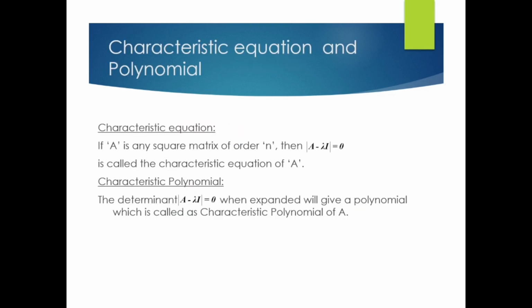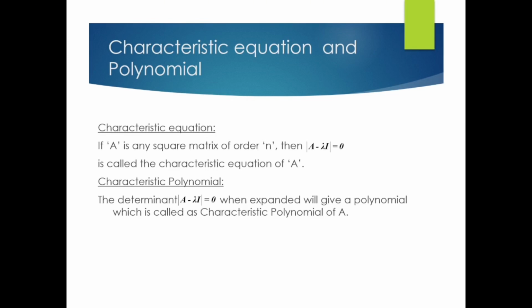If A is any square matrix of order n, then determinant of A minus lambda I equal to 0 is called the characteristic equation of the given matrix capital A. The determinant of A minus lambda I, when expanded, will give a polynomial which is called the characteristic polynomial.